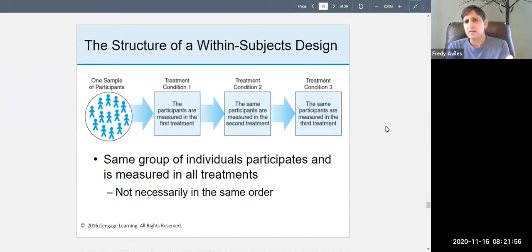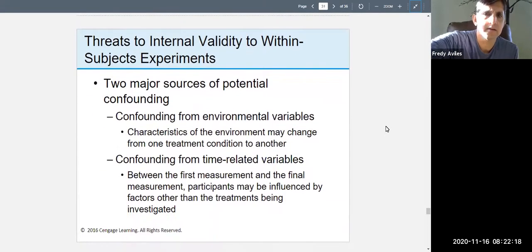So here's the thing, they don't necessarily participate in the same order, however. I'll explain that in a moment. It's something called counterbalancing. Some might participate in the first treatment at first, and some might start with treatment 3, some might start with treatment 2. You can counterbalance, and we'll talk about that later. So that's a within subjects design.